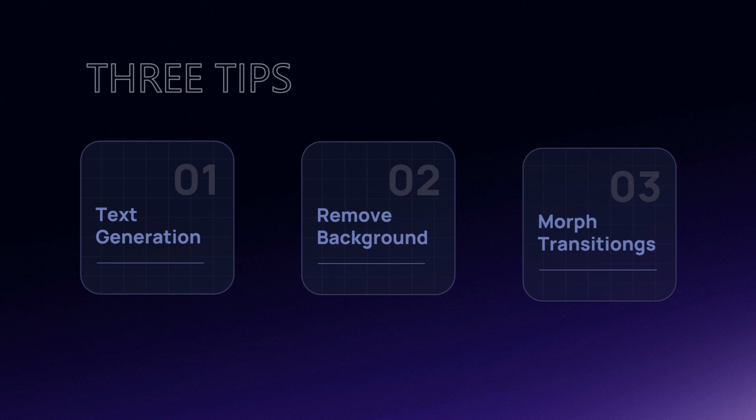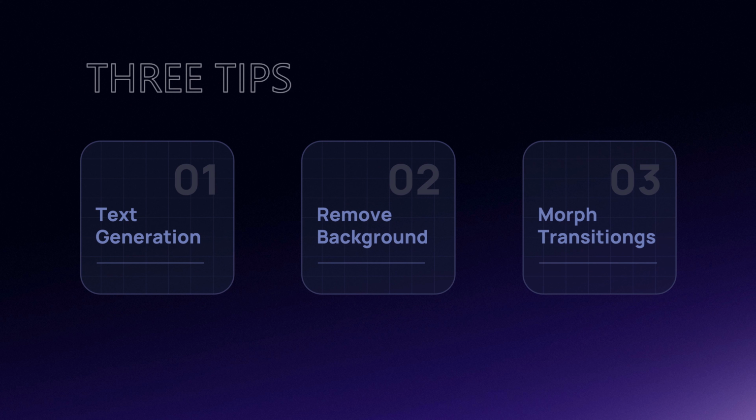This video is divided into 3 parts: text generation, remove background, morph transitions. It involves the use of some tools other than PowerPoint. As long as you have a little bit of understanding, we can help to complete a fast and good PowerPoint.